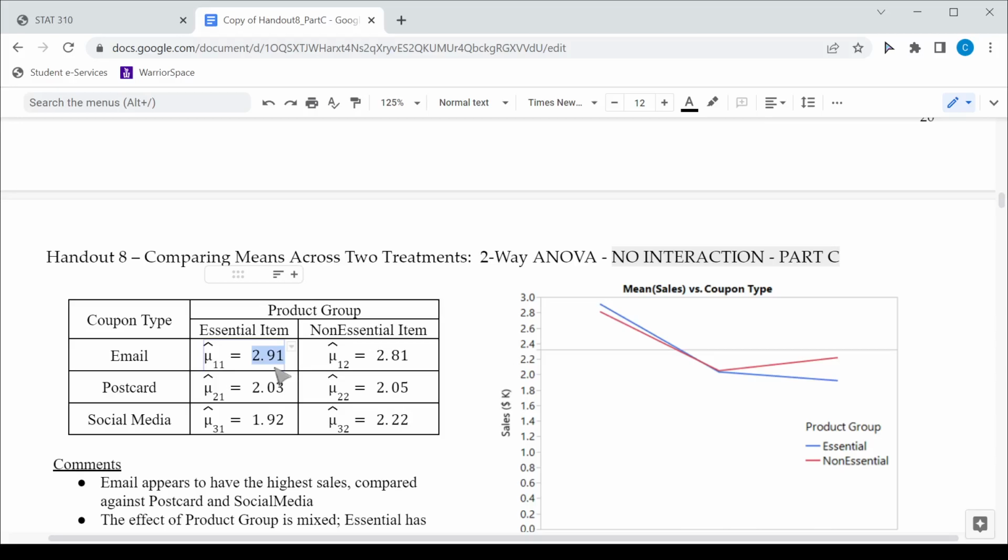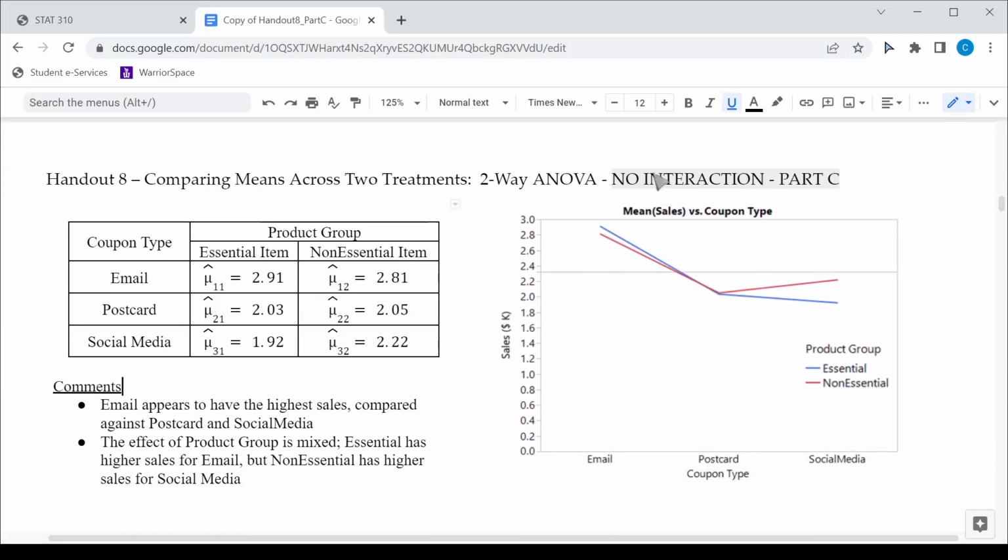So that number there is $2,910, I guess. For the essential items, it looks like email seems to be optimal. We want to maximize sales here, so that seems to be optimal. And likewise for the non-essential items, email seems to be optimal here. So unlike what we had before, the optimal setting seems to not depend on whether I'm talking about an essential or non-essential item.